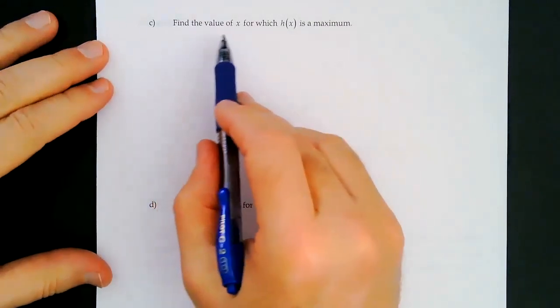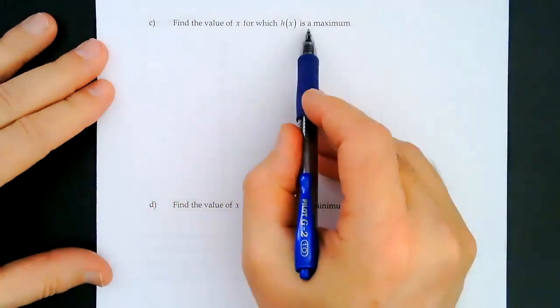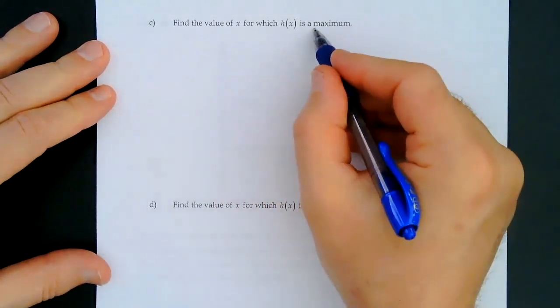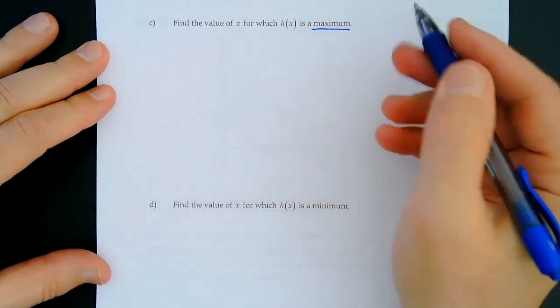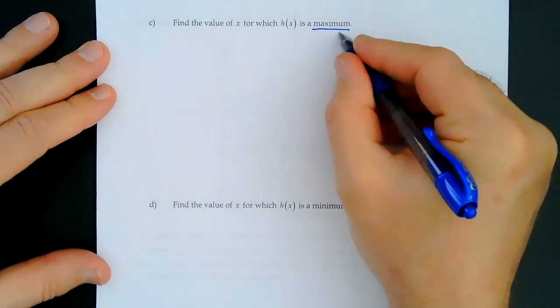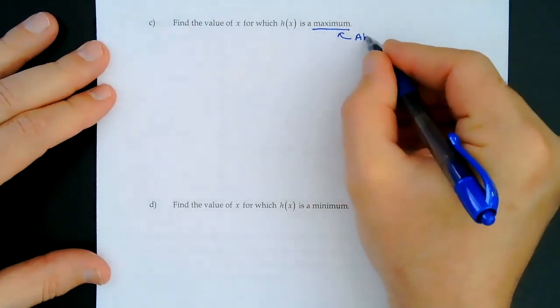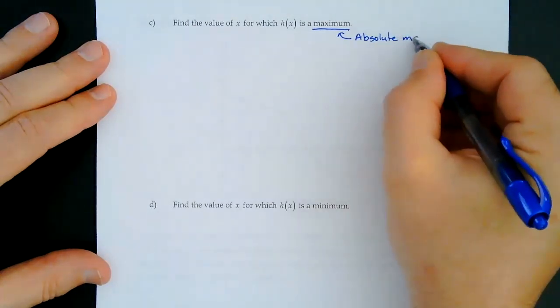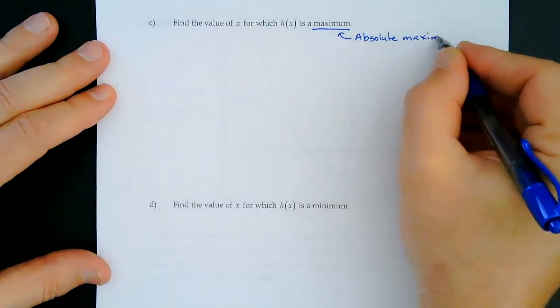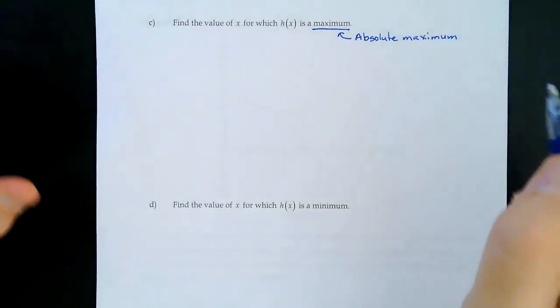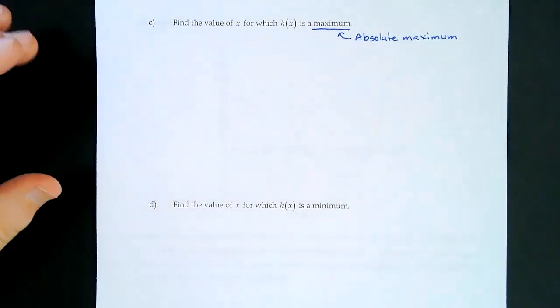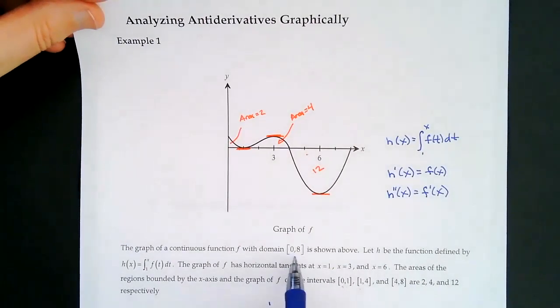For this, I want to find the value of x for which h of x is a maximum. Now, we're just saying maximum, and we have to remember that when I say maximum, that would mean an absolute maximum. So the biggest one, right? Whenever anybody says just maximum, they mean absolute maximum. Okay. So if you go back to the graph, in our function, this is a closed interval from 0 to 8.